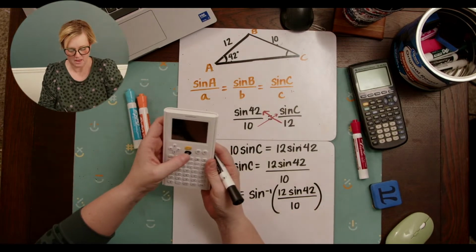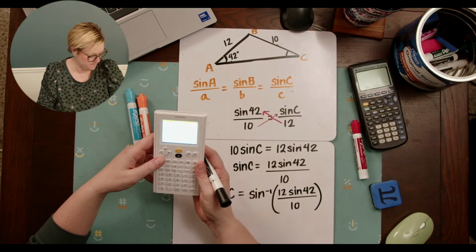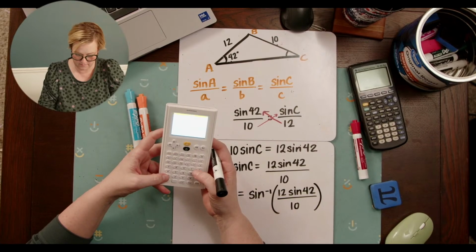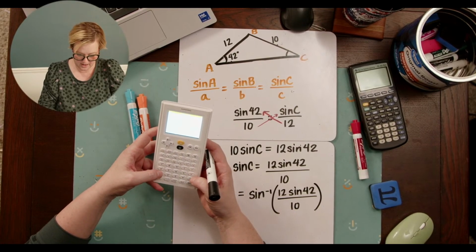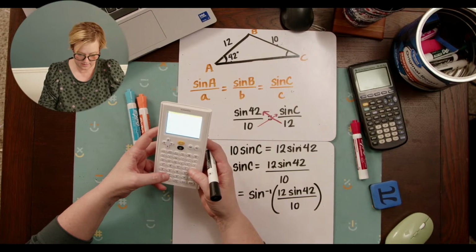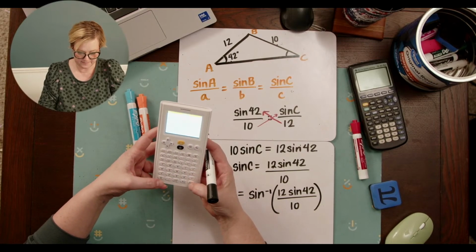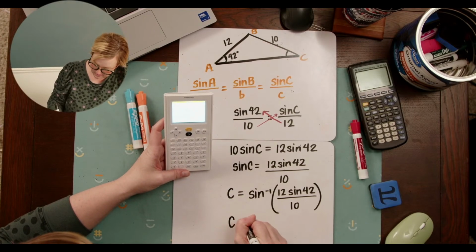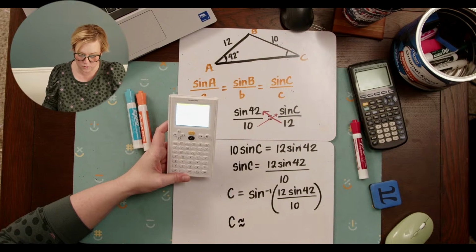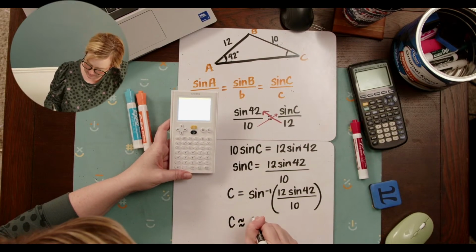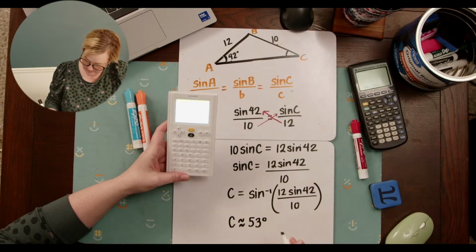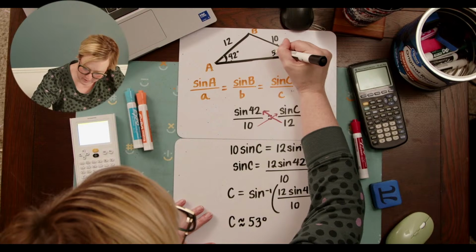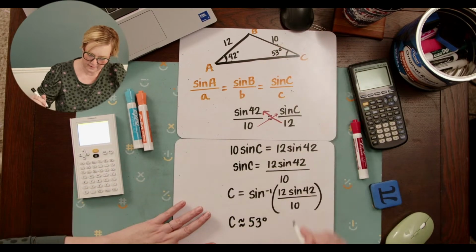Okay. So we're going to go sine inverse of 12 sine 42 divided by 10. And that gives me approximately, for angle C, 53.4133839. So I'm going to leave it as 53 degrees. Okay. So angle C is approximately 53 degrees.